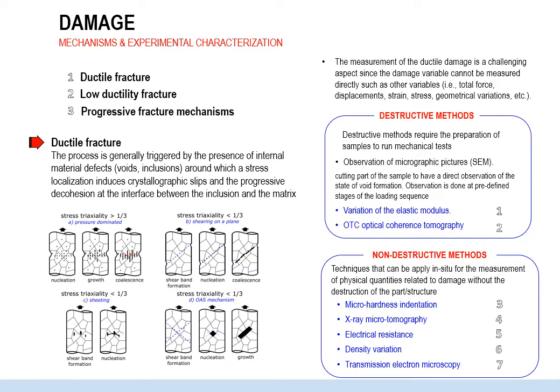Fracture can be distinguished in three mechanisms: ductile fracture, low ductility fracture, and progressive fracture mechanisms. The work focuses the attention on the first type, the ductile fracture, which is generally triggered by the presence of internal defects such as voids or inclusions, around which a stress localization induces crystallographic slips and the progressive decohesion at the interface between the inclusion and the matrix.